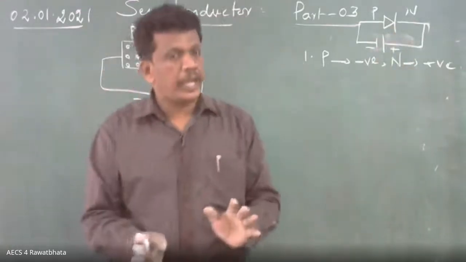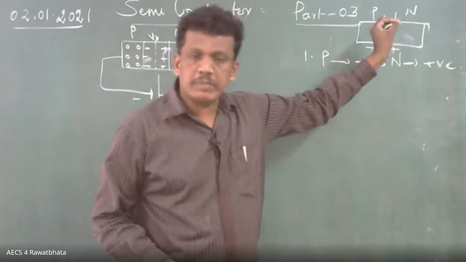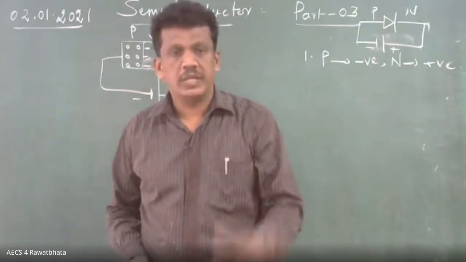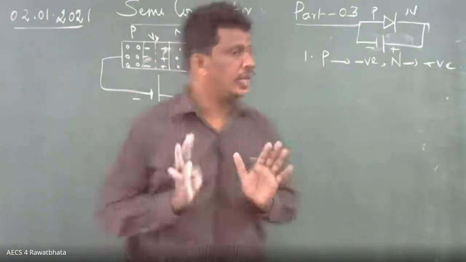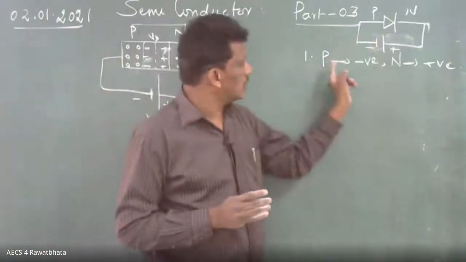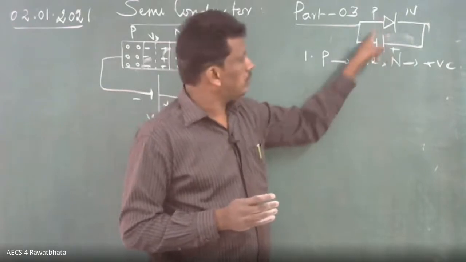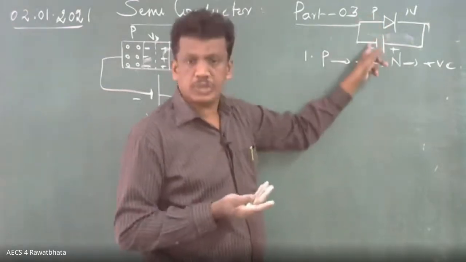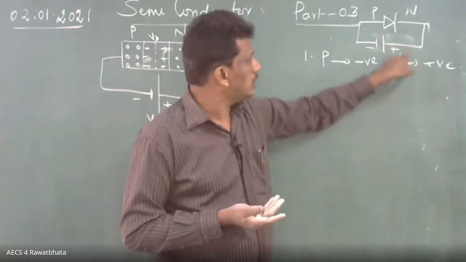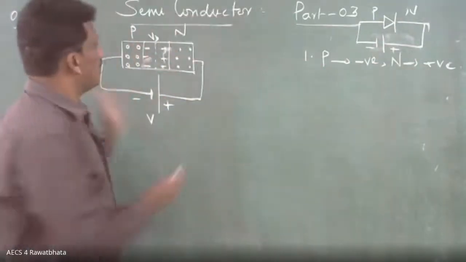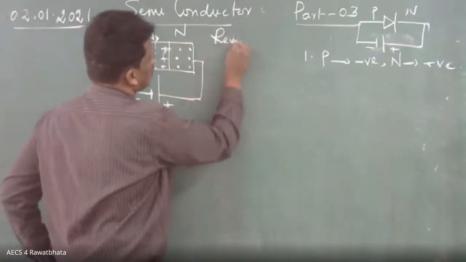Again, I am repeating, whether it is the P type semiconductor or N type semiconductor, it is neutral only. Very, very important. But to remember, the P region we assume positive, now suppose negative, then the N region with positive, just the opposite way. That's why it is called reverse bias.